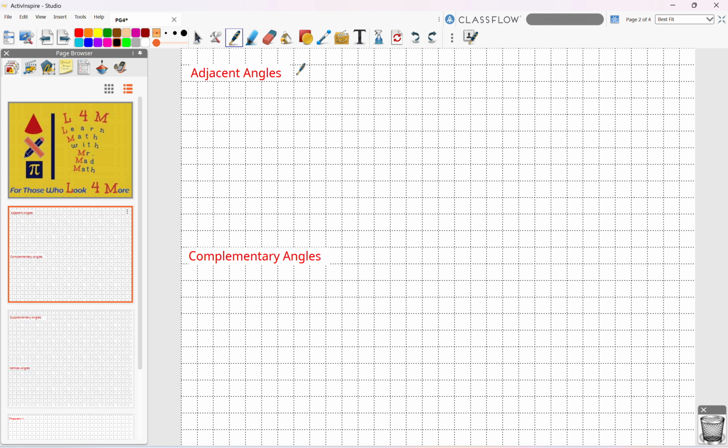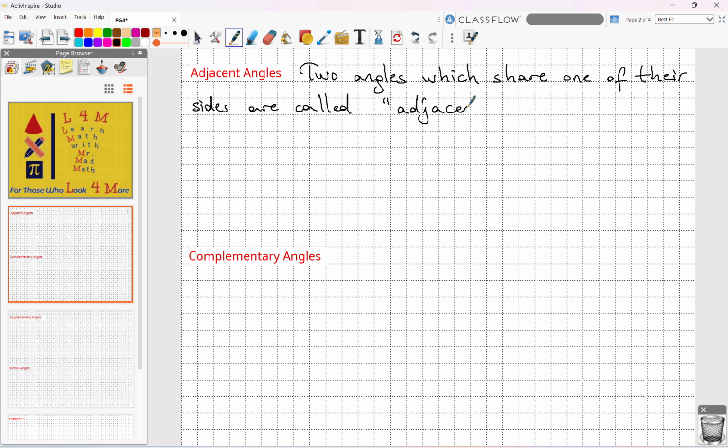Adjacent angles. Two angles which share one of the sides, let's say one of their sides, are called adjacent angles. Let's give an example.